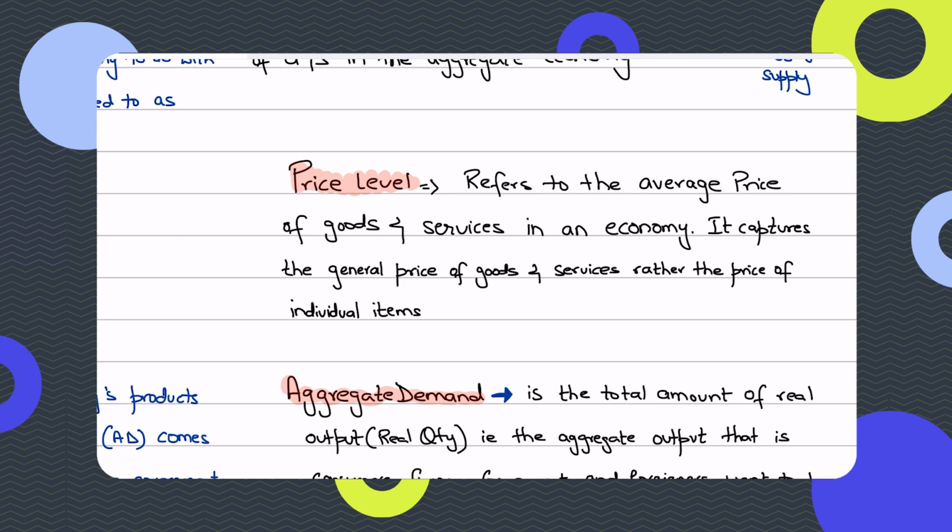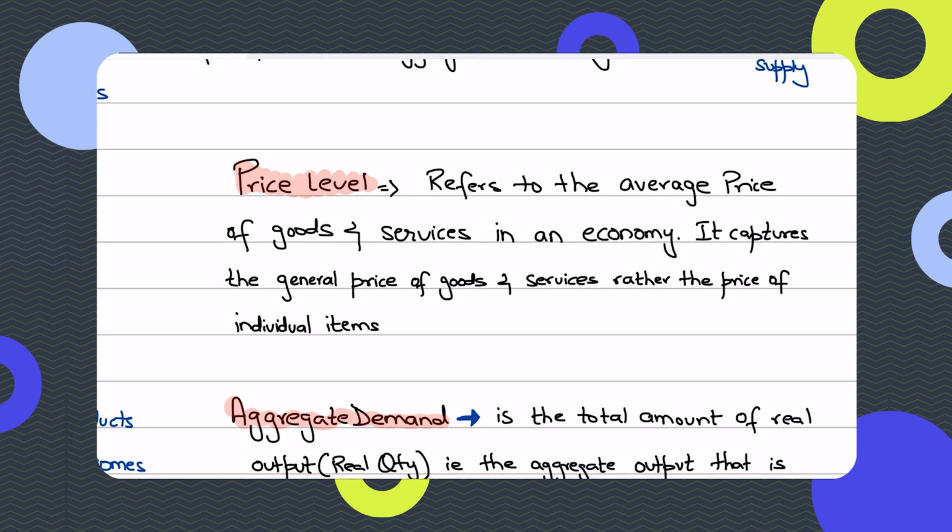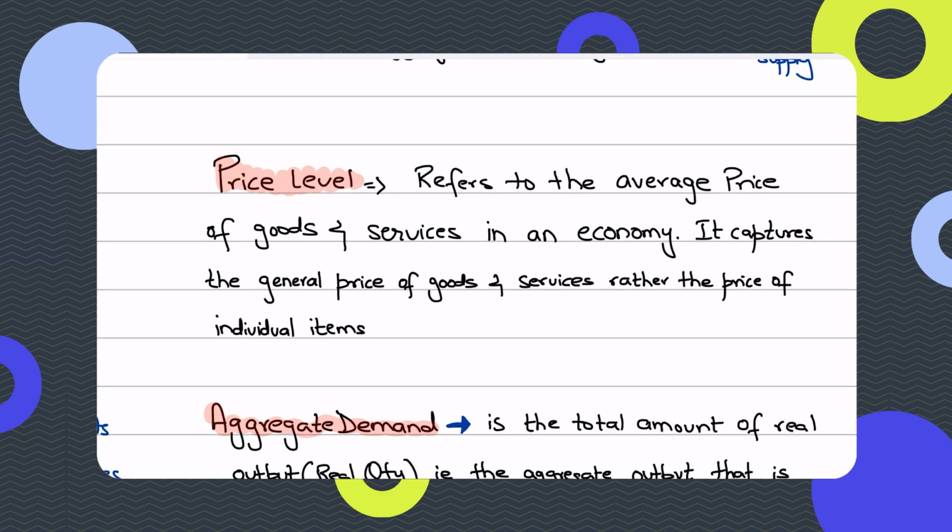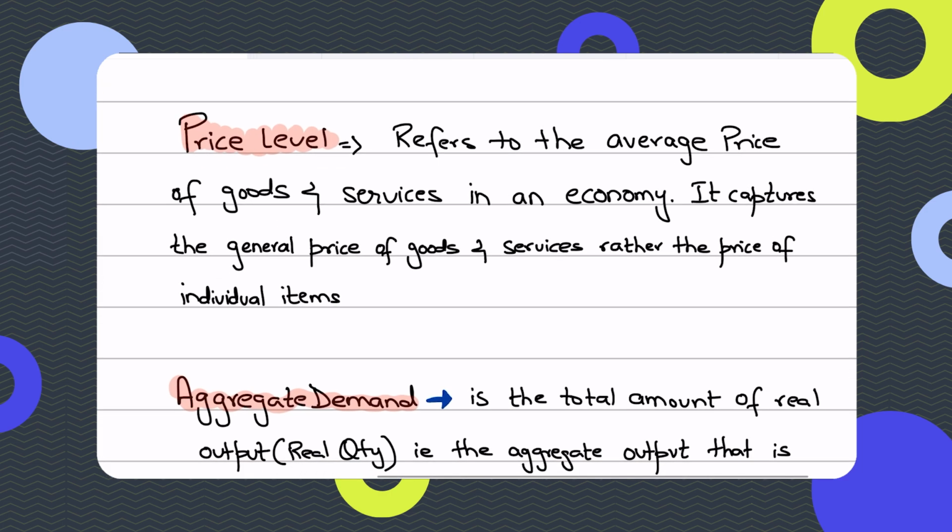And we're going to see how that is actually calculated in the chapter on inflation, because that's not what we're doing right now. But जब हम price level की बात करते हैं in the macroeconomy, we're talking about the average price of goods and services generally across the economy. What is the general level of prices across the economy? Right? That is, we're referring to the average price of goods and services in the economy. So it captures the general prices of goods and services rather than the price of individual items.